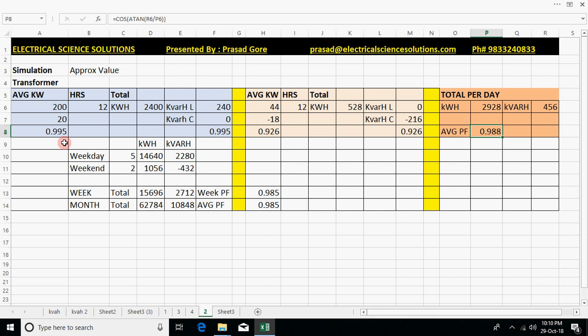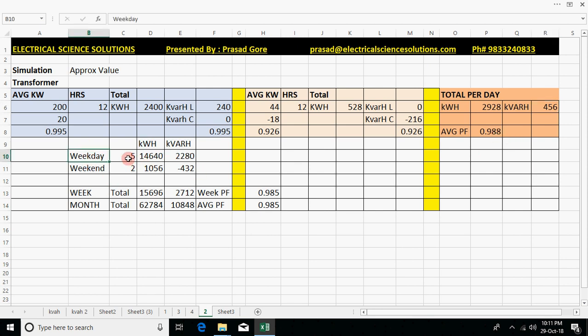0.988. So earlier what was happening, this 18 kVAR was not at all calculated, so make it 0. And if you can see this, the kVARh leading was not at all calculated. The kVARh is 240, this is 0.997. Now they are starting to count kVARh leading as well. So this goes to 456, averaging your PF down to 0.988. So 0.995 earlier, 0.988 now.